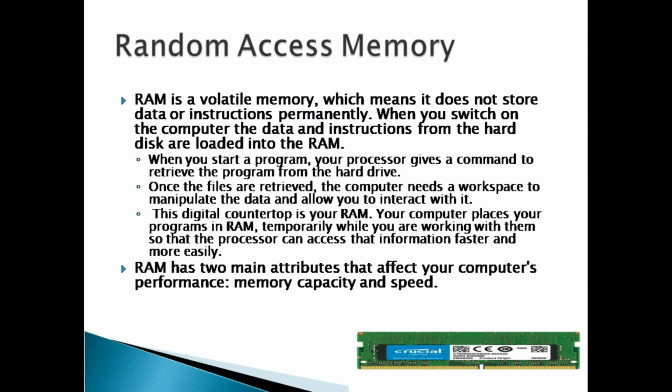Your computer places your programs in RAM temporarily while you are working with them, so that the processor can access that information faster and more easily. RAM has two main attributes that affect your computer's performance. They are memory capacity and speed. Here is the picture of a random access memory.